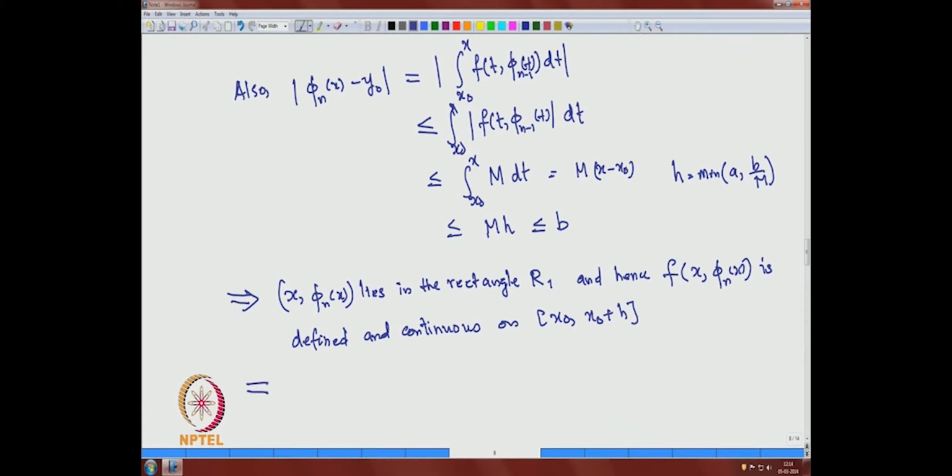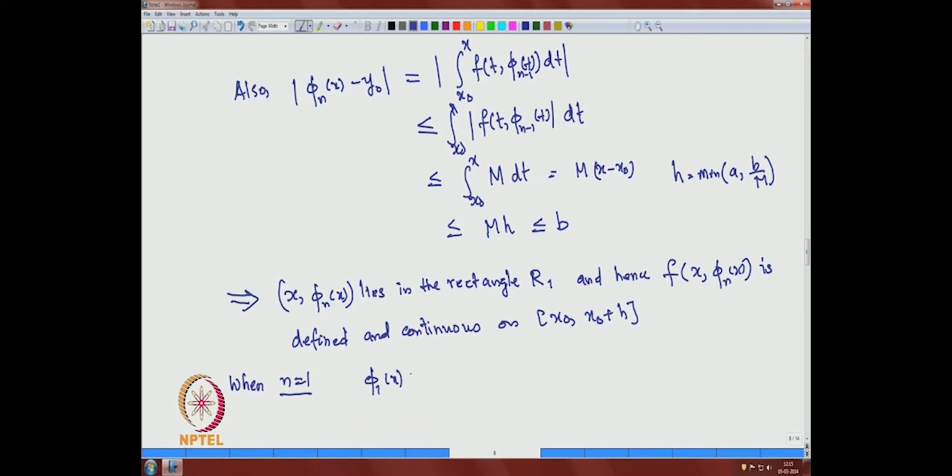So, what does it say? It says that this phi n is also satisfying all the properties we assumed in part A, with the assumption that if phi n minus 1 satisfies the properties, then phi n also satisfies the properties. Now, let us check for the case when n is equal to 1.